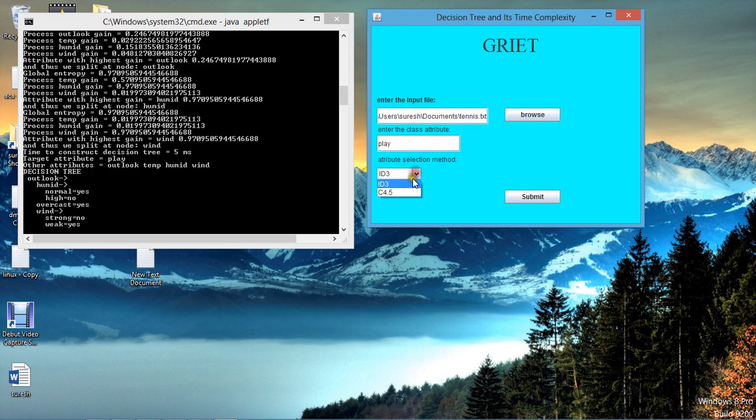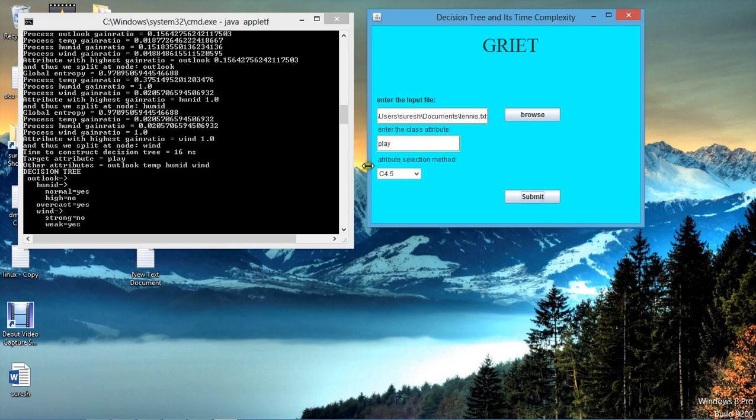So let us deal with C4.5. When I did it with C4.5, it took 16 milliseconds, which states that ID3 is more efficient when compared to C4.5. But this is not true in the case of other examples. For different examples, we get different outputs. So my study is that among these two algorithms, neither is greater than the other. So the optimal solution cannot be assumed using these two algorithms.